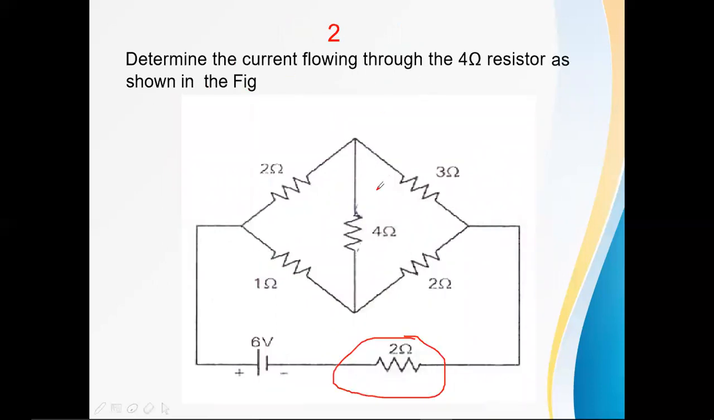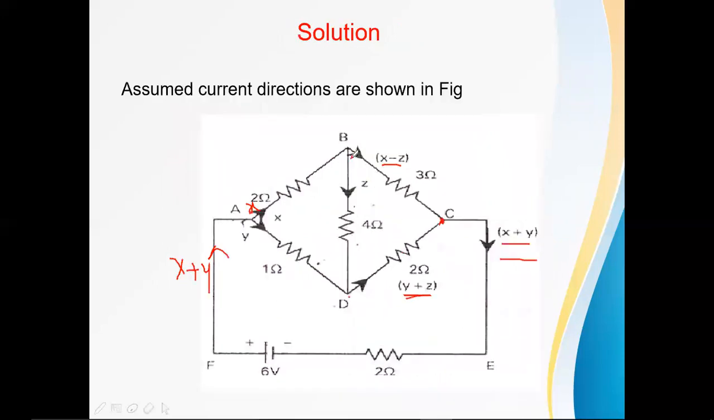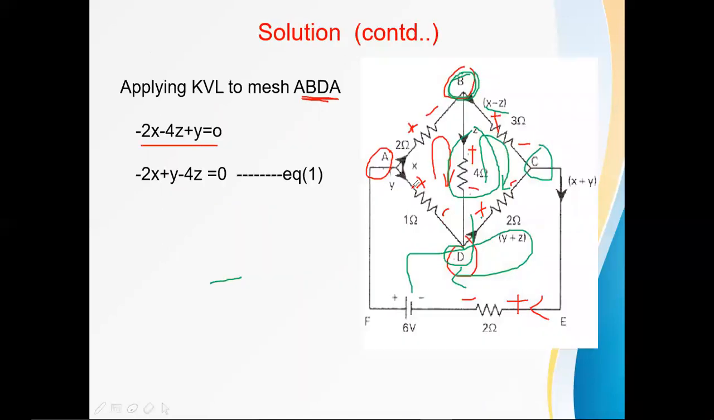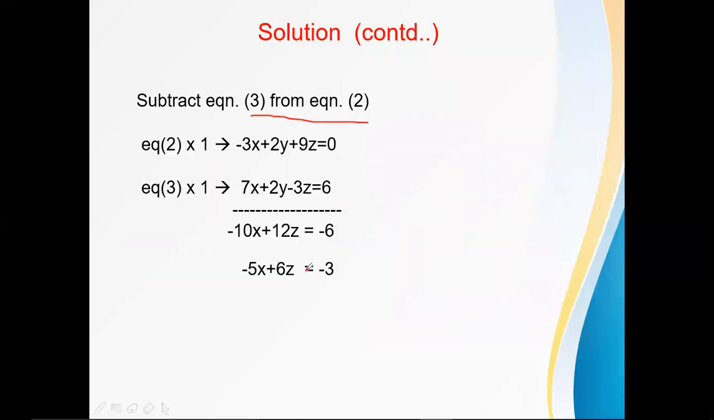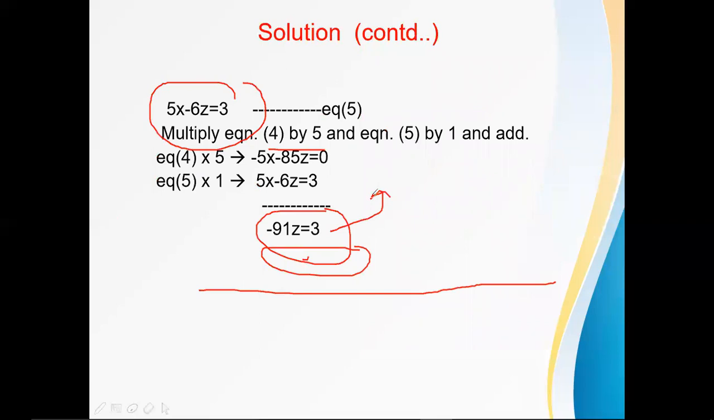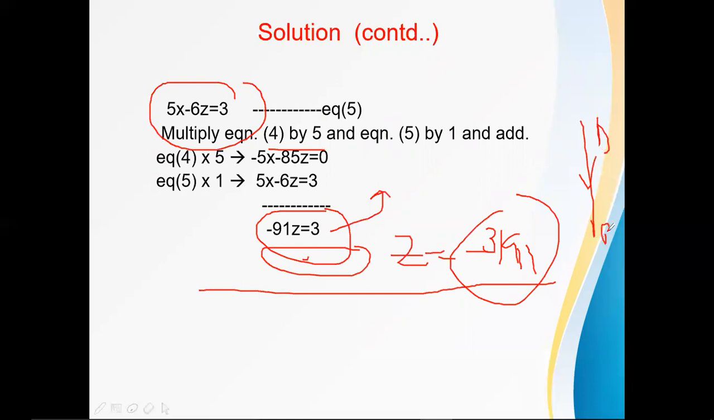4 ohms resistor, assuming the current direction shown in the figure, right? He's asking only for the current flowing through this 4 ohms. So that is the reason I'm finding the current flowing through this 4 ohms resistor only. Hence the current direction I assumed is like this, B to D, but I got this answer in negative, right? I got the answer in negative like this. Z equals minus 3 by 91, which means the value comes in negative terms, which means the direction you assumed, D to B, is reversed, meaning my assumption is wrong.